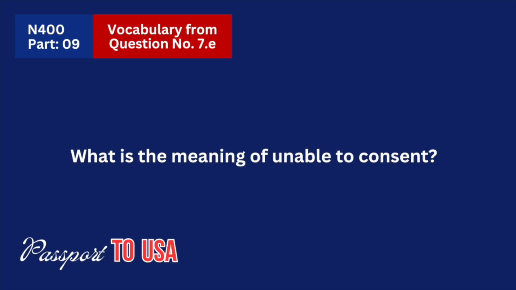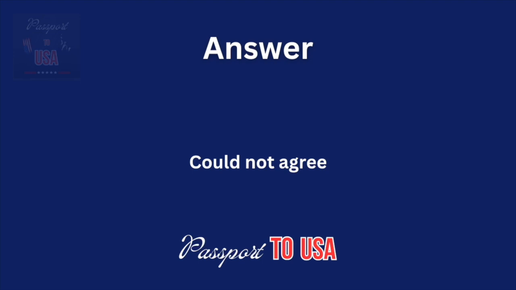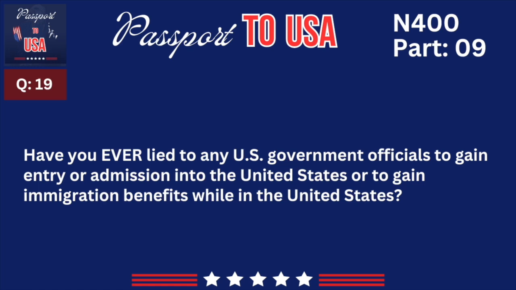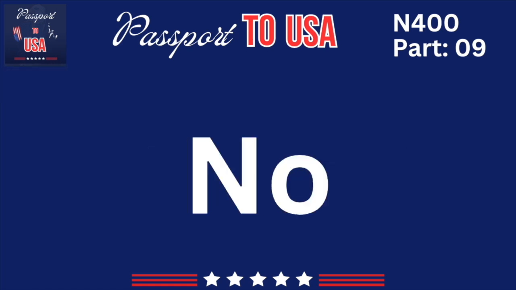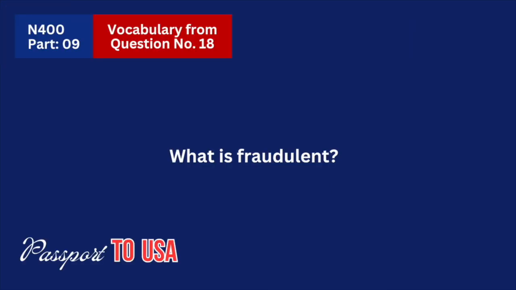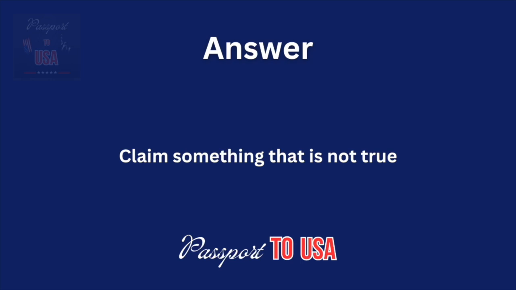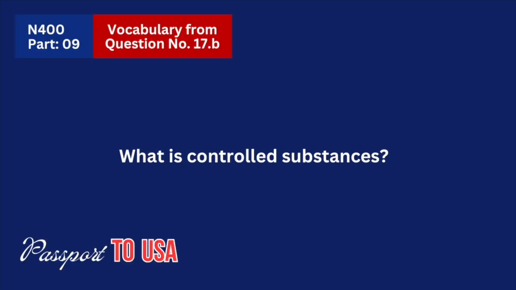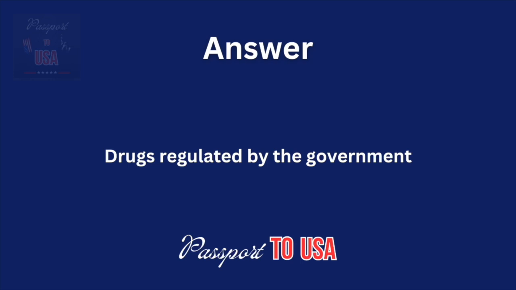What is the meaning of unable to consent? Could not agree. Have you ever lied to any U.S. government officials to gain entry or admission into the United States, or to gain immigration benefits while in the United States? No. What is fraudulent? Claim something that is not true. What is controlled substances? Drugs regulated by the government.